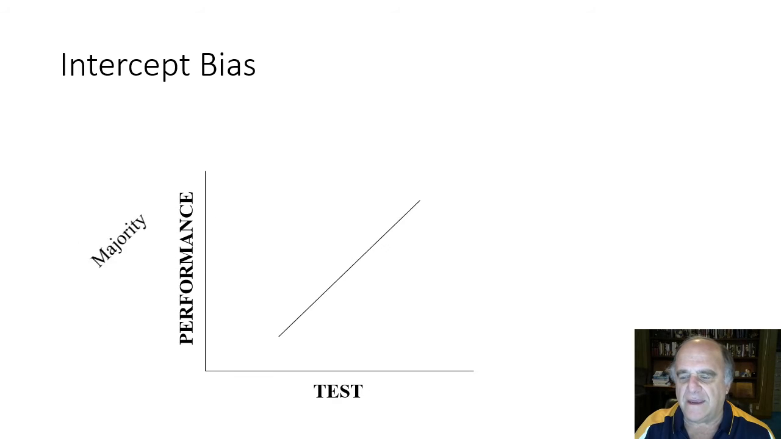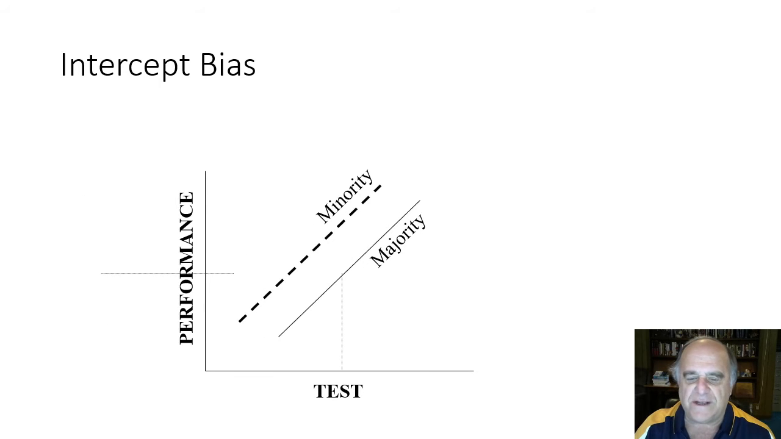Okay, and again, now the situation does not have to be a test predicting a criterion. This is just one of the more common issues we run into in psychology, and certainly one of the more fiercely debated. So this is an example of what would be called just intercept bias.